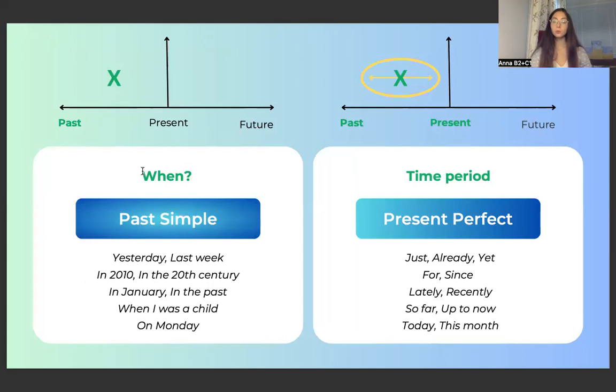So when we want to speak about some exact period, we can use, for example, yesterday, last week, in 2010, in the 20th century, in January, in the past, when I was a child, on Monday. When we want to speak about some period of time, we can use just, already, yet, for, since, lately, recently, so far, up to now, today, or this month.